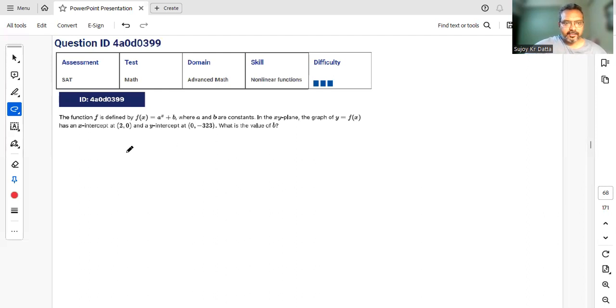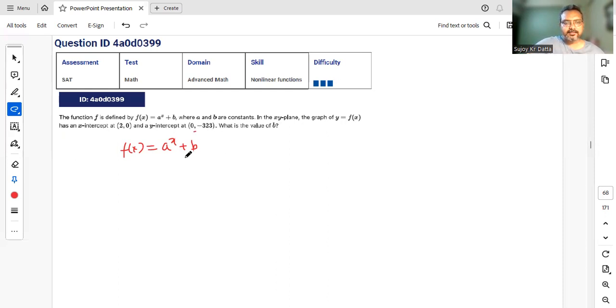So again, you have an exponential function f(x) = a^x + b, where a and b are constants. An x-intercept means if you put y as 0, then x would be 2. And the y-intercept is also given. That means that x is 0 and y is minus 323.